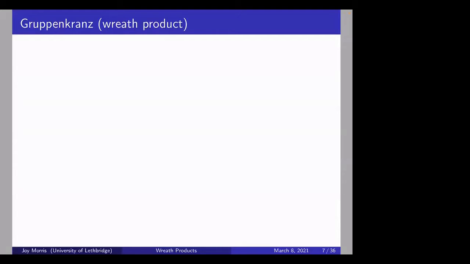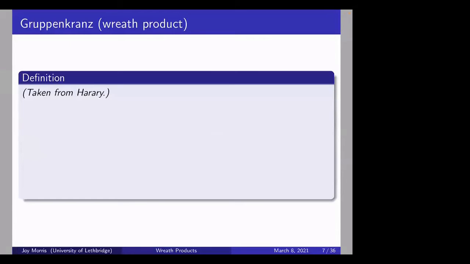So the Gruppenkranz, or composition, or as it's called nowadays, the wreath product of two groups. Let me first tell you what that is. I'm going to specifically tell you about the wreath product of permutation groups. It can be defined for arbitrary abstract groups, but that's more complicated and not particularly useful when we're talking about permutation groups anyway. It's a lot more intuitive with respect to permutation groups.